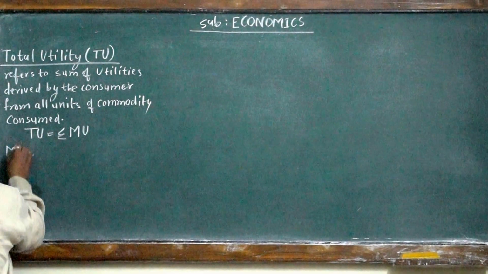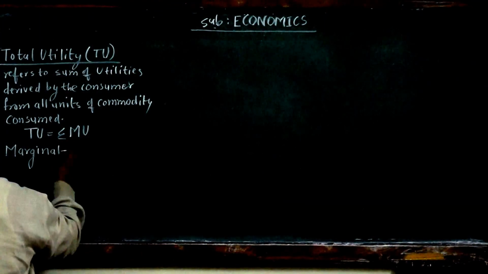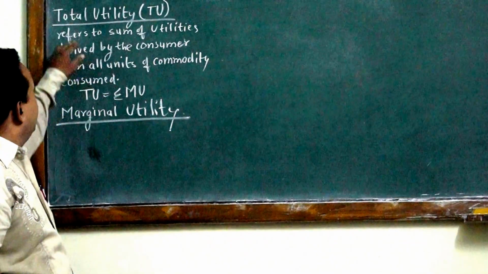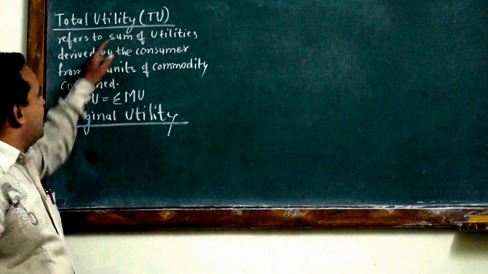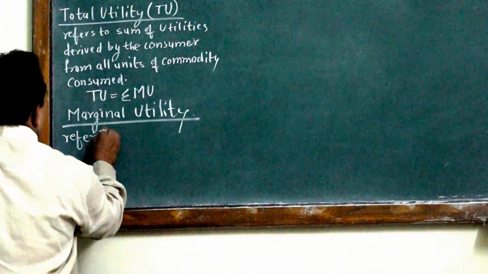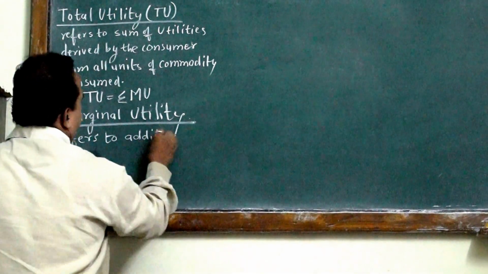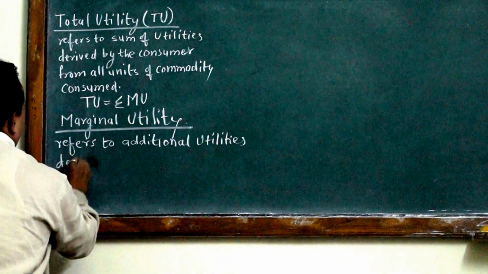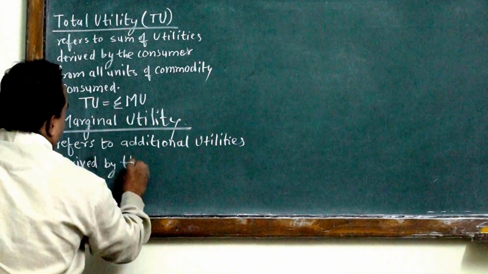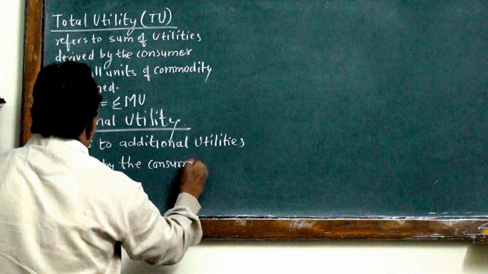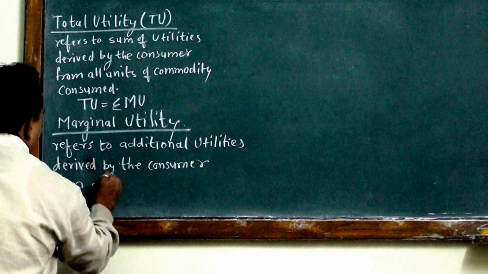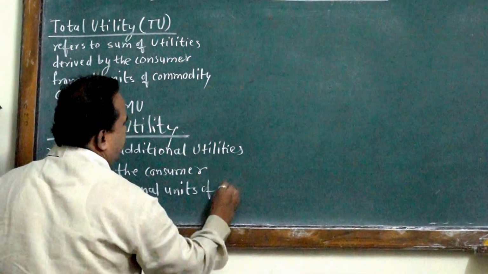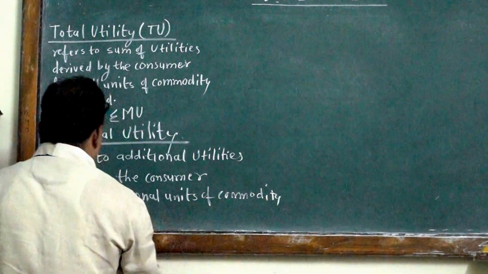Second concept is marginal utility. Marginal utility means, instead of sum, we will write, marginal utility refers to additional utilities derived by the consumer from additional units of commodity consumed.